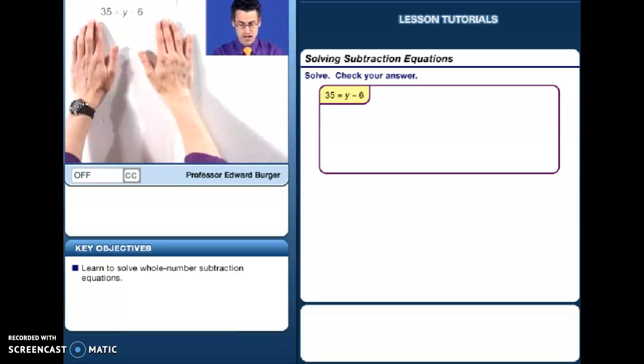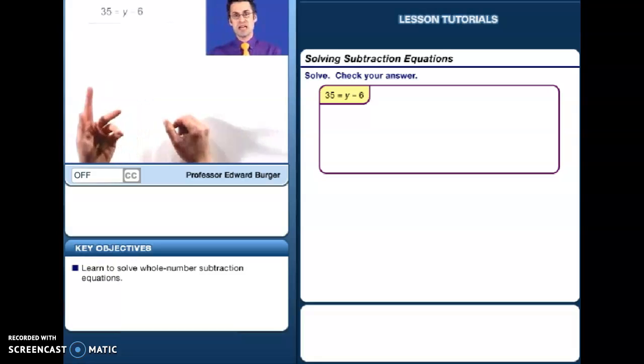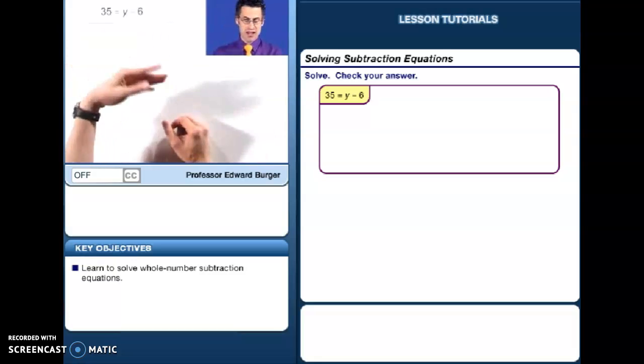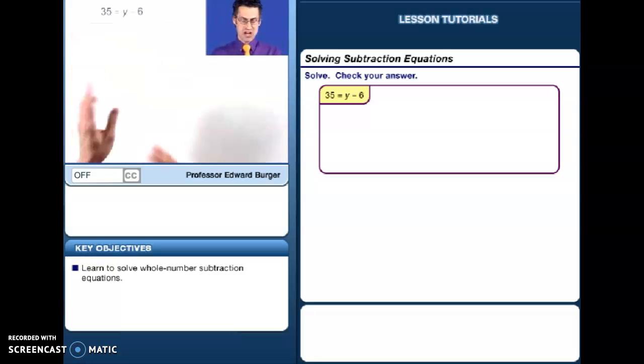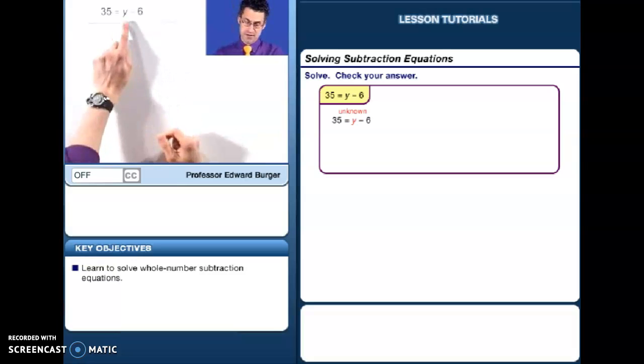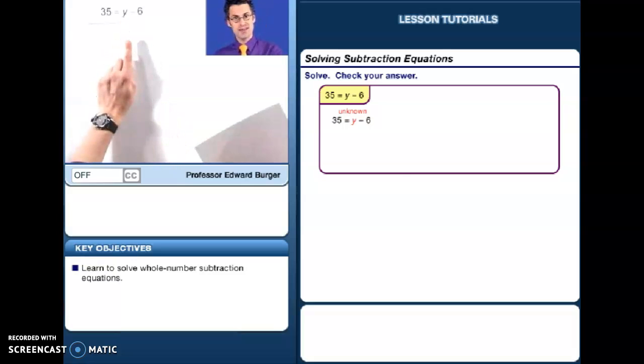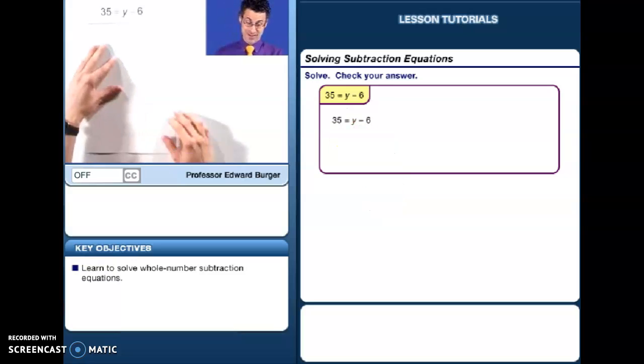Here's a fun one. 35 equals y minus 6. Notice that the unknown can be on either side of the equation in any way, shape, or form. Here we see it's on the right-hand side, but still the goal is to figure out what that mysterious number is. That's some number in disguise. The disguise right now is y. Our job, to uncover the y. And why? Because we want to solve it.